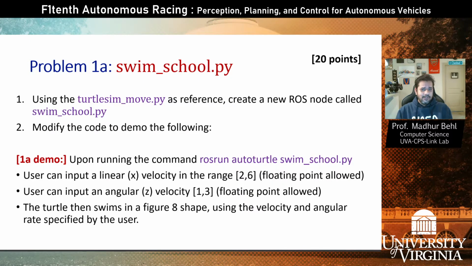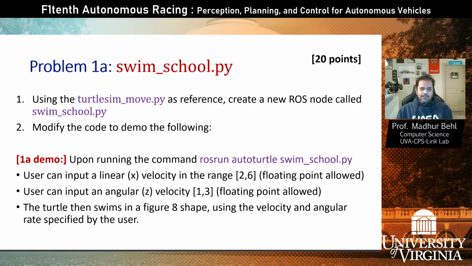So what is swim_school.py? Problem 1A is using the template code that we have provided. You need to write a new ROS node with this name, swim_school.py. And you can build upon the template code or copy it and change it as you see fit. But you need to make the following modifications.